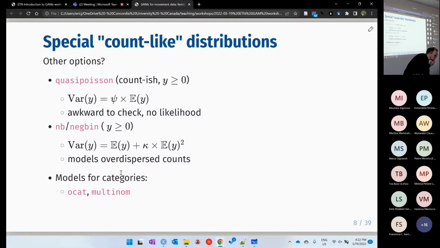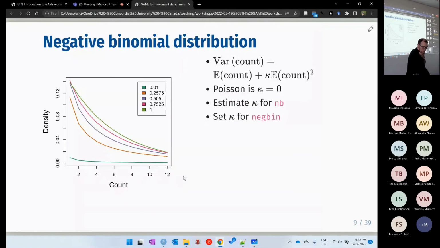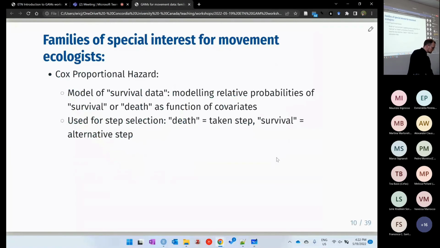So yeah, as I was saying, there's also models for categories. So ocat is useful for ordered categorical. Multinomial is useful if you've got multiple categories and there's no natural order to it. So say you've got 5 different behavioral states and you think they could transition between any of them to any of them, or there's some probability of being in any of them. Multinomial is handy for that. This is just a little bit more about the negative binomial. This is more focused for the folks working on count data, so I might skim over this. I'll get to the families that might be a bit more interesting for folks here.